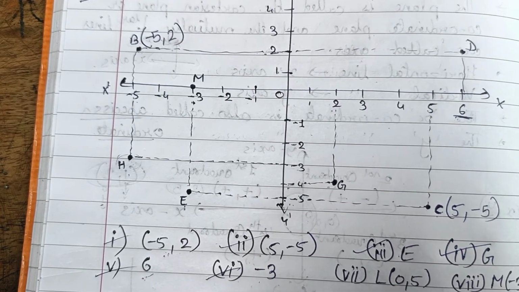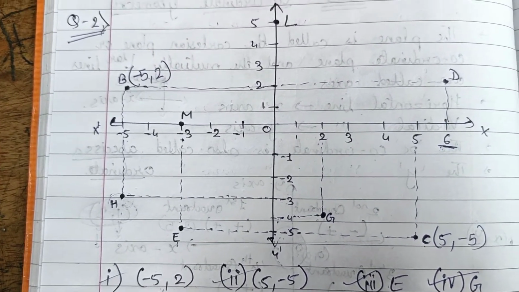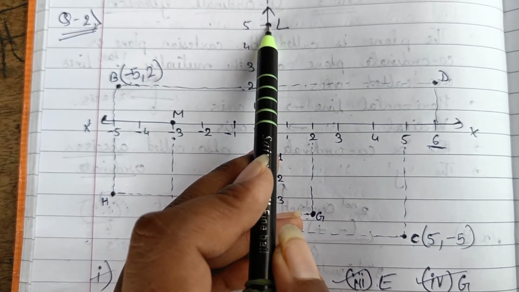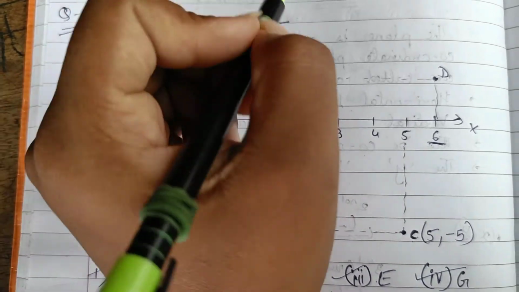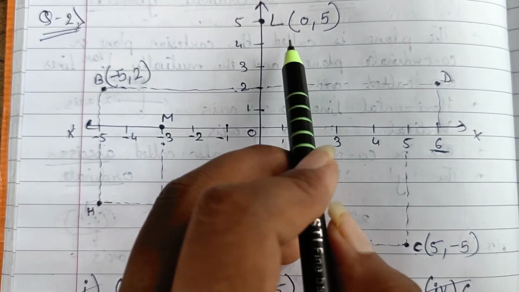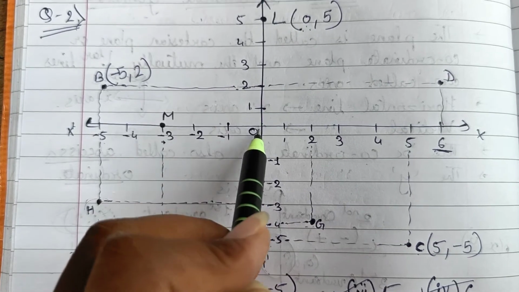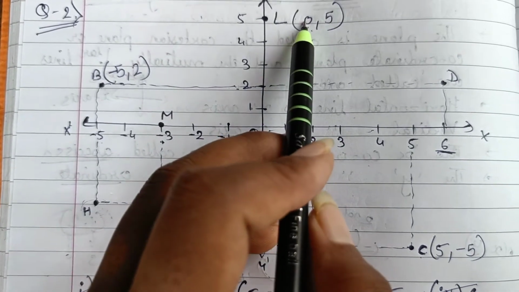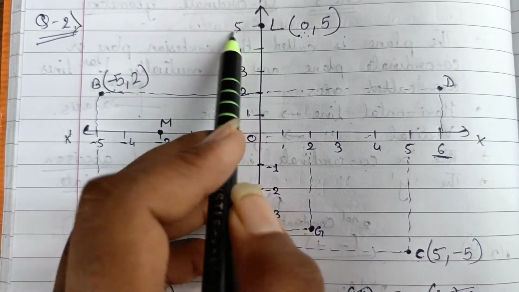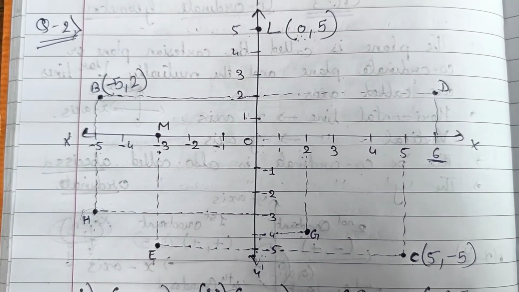Now 7th. 7th is the coordinates of point L. We have to find the coordinates of point L. Search for point L. Point L is here. See, point L is only on y-axis. It is not on x-axis. So the coordinates of point L will be 0, 5. This will be your coordinates because x is 0. We are not having any point on x-axis. So that is 0, and this is your 5. We are having one point on y-axis, that is 5. So your coordinates will be 0, 5.